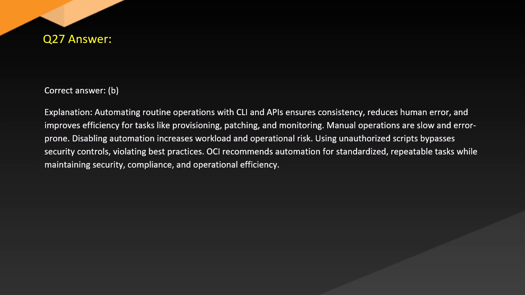Answer. Correct answer: B. Explanation. Automating routine operations with CLI and APIs ensures consistency, reduces human error, and improves efficiency for tasks like provisioning, patching, and monitoring. Manual operations are slow and error-prone. Disabling automation increases workload and operational risk. Using unauthorized scripts bypasses security controls, violating best practices. OCI recommends automation for standardized, repeatable tasks while maintaining security, compliance, and operational efficiency.